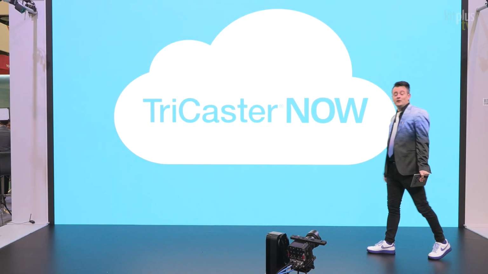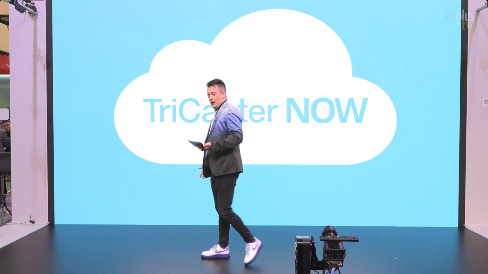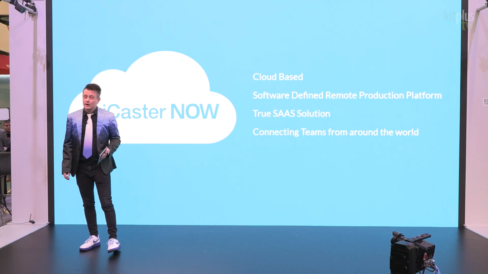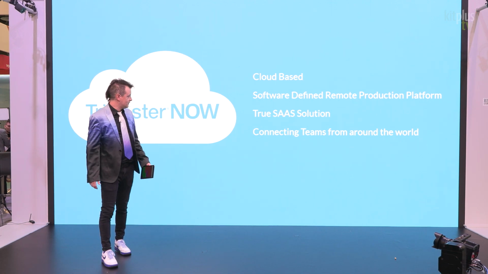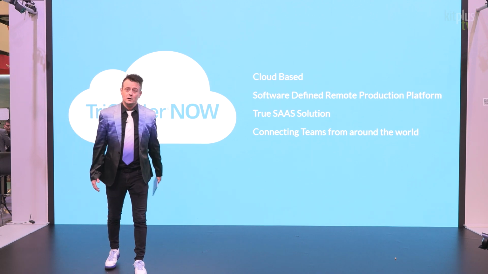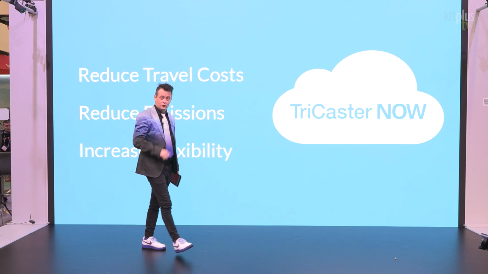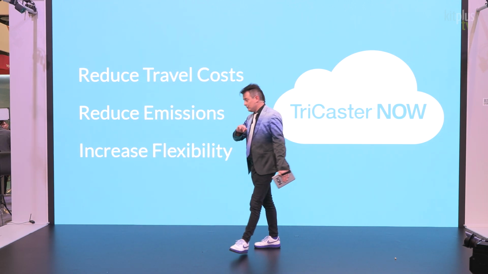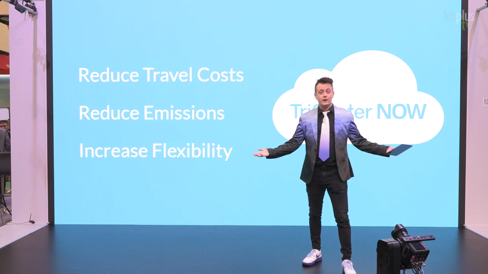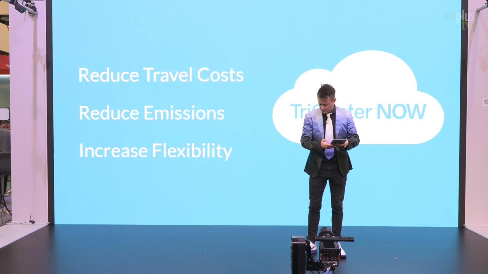TriCaster Now is a cloud-based platform that is going to be familiar to all TriCaster users. As a software-defined remote production platform, TriCaster Now can be deployed as a true SaaS solution, connecting you to teams from all around the world to collaborate on different projects. And working in the cloud, you get the benefit of reducing travel costs, reducing CO2 emissions, and you increase your flexibility, all without sacrificing any of the features that you've come to know and love with a TriCaster.